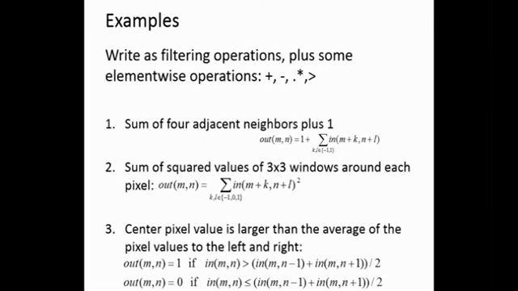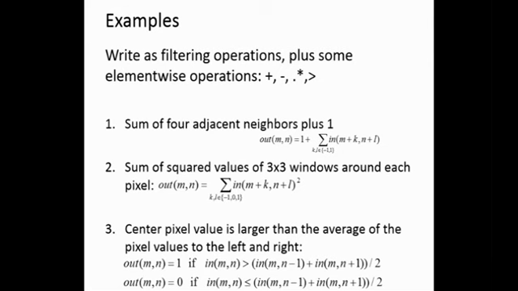Okay, so here are some ones to think about. I'll give you like a minute or so for each one. So let's do the first one first. The task here is to try to write these as filtering operations plus some element-wise operations. For example, if you wanted to double the strength of an image, one way to do it would be to filter with identity and then multiply the image by 2. Obviously, filtering with identity isn't necessary, but it's just an example.